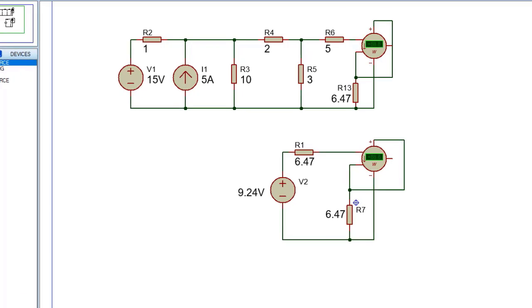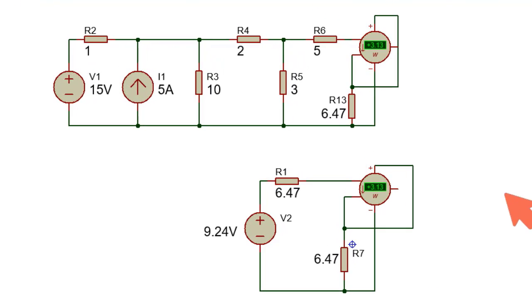Now running the simulation. See here, the main circuit is showing power at load is 3.29 watt. In the equivalent circuit power is showing 3.30 watt, which is very near to 3.29 watt. So my calculation is perfect.